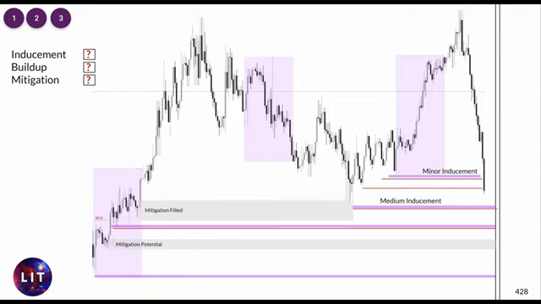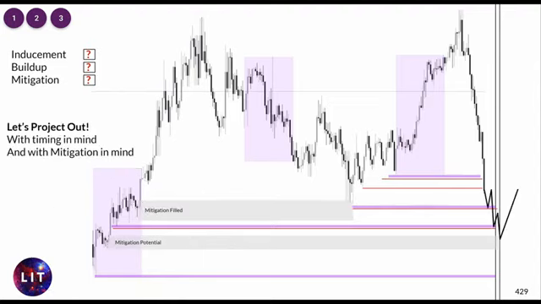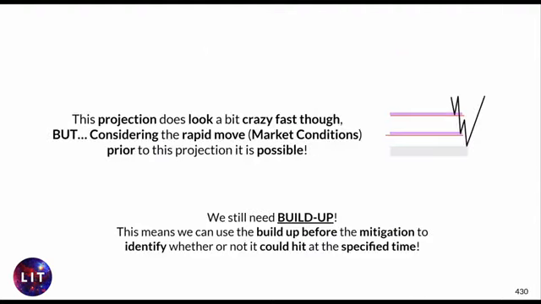So guess what? We can already expect something like this, like minor, medium inducement in here, right? Maybe a build-up in here, inducement into the mitigation area, and then goes higher. We can expect it already, right? So what can we do? This projection does look a bit crazy right now, but again, it will make sense in a bit.